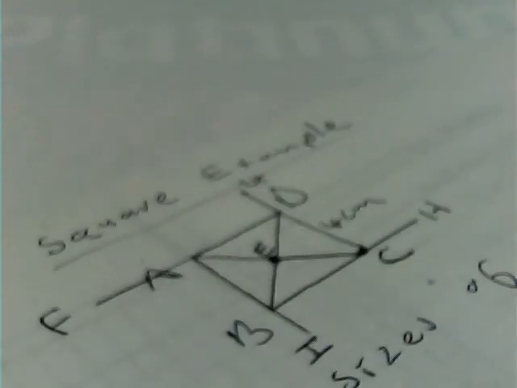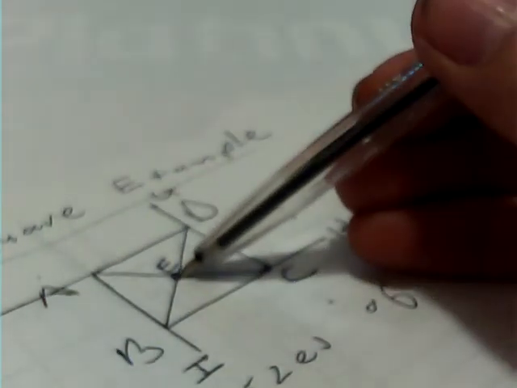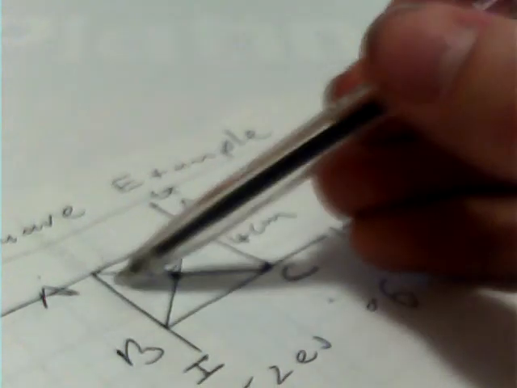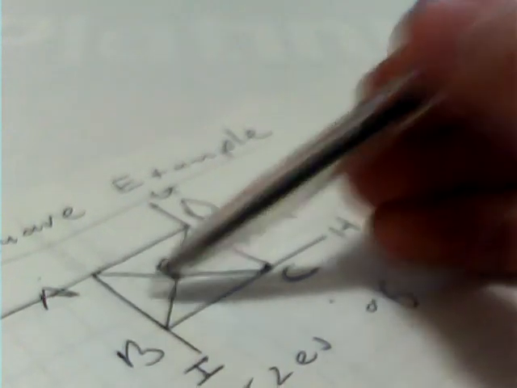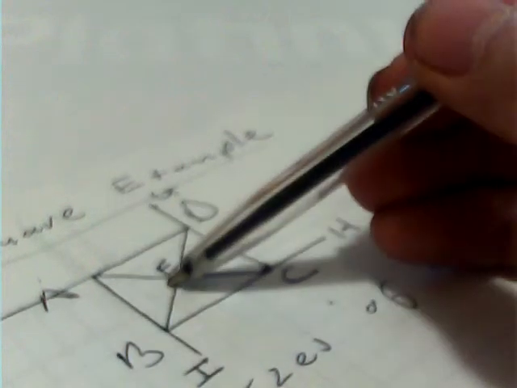Okay, so now what we are asked is to calculate the sizes of the angles of triangle EAB. Triangle EAB is, here's E, that's the midpoint, A, B. So we need to calculate the size of each of these 1, 2, 3 angles.